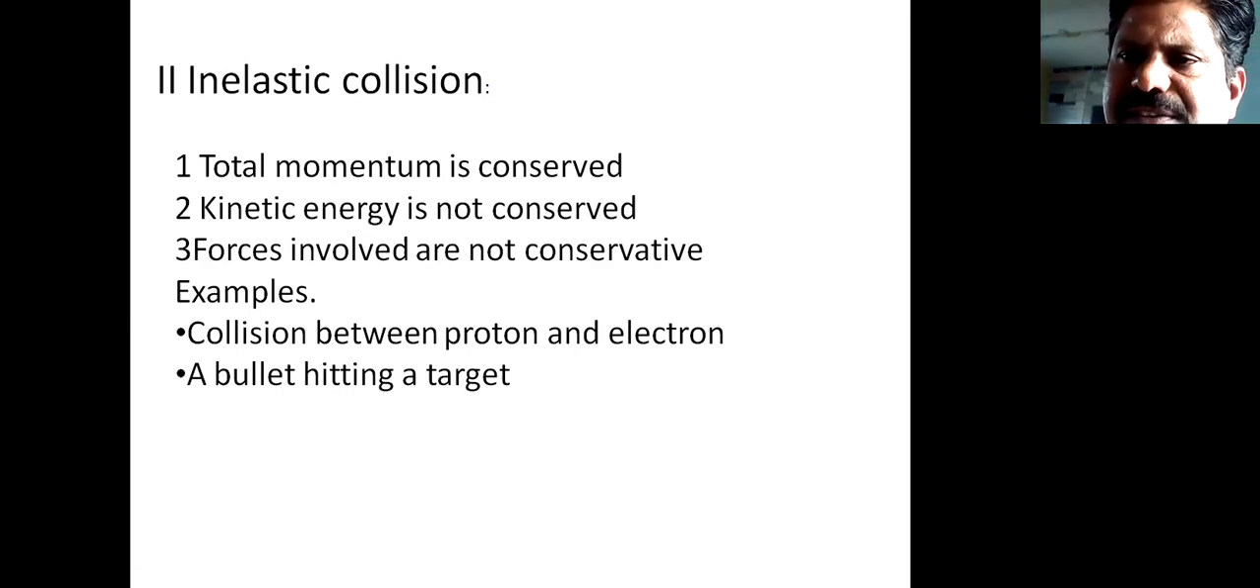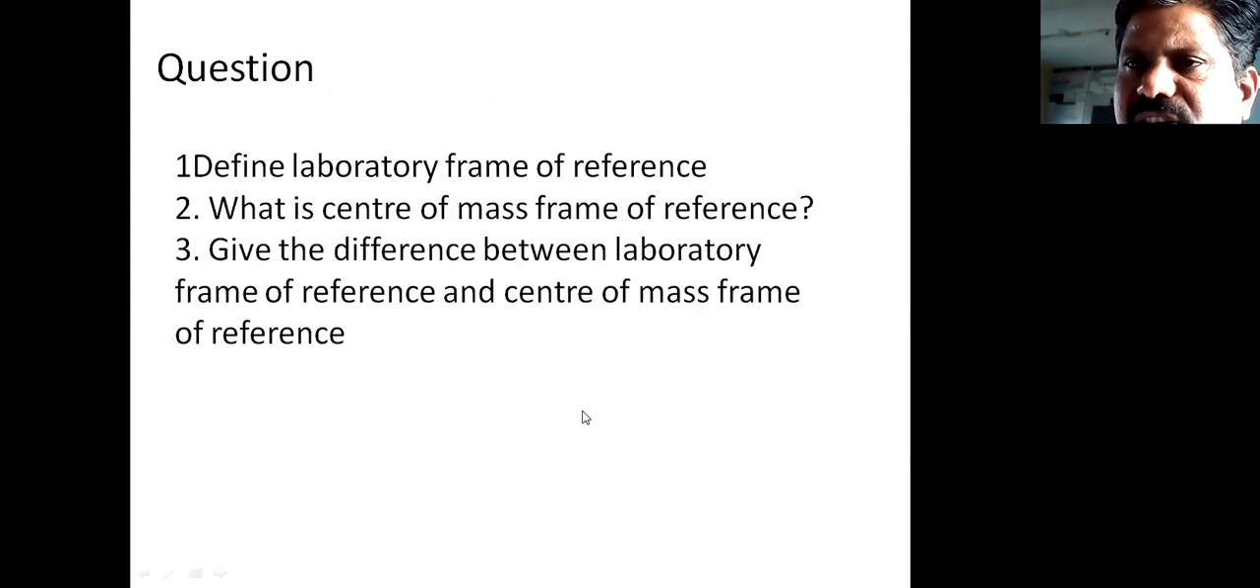In this case, when two objects collide with each other, there is a loss of some of the initial kinetic energy. That loss of energy is in the form of sound or heat. Okay, so this is about inelastic collision. That's why the total kinetic energy before collision is not equal to the total kinetic energy after collision.